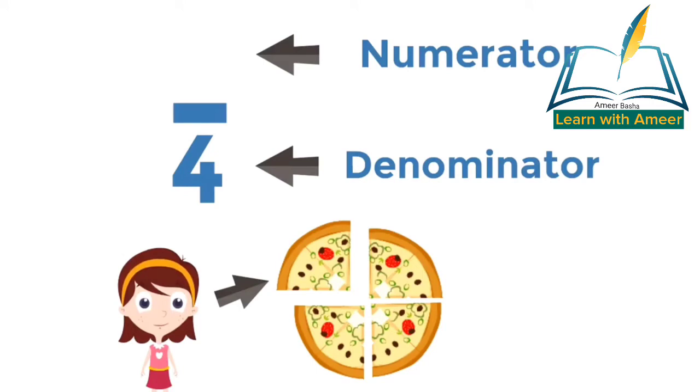How do we represent that children? So denominator, total 4 pieces are there, and that girl wants to take one piece. So 1 by 4. So we represent that fraction as 1 by 4 children.